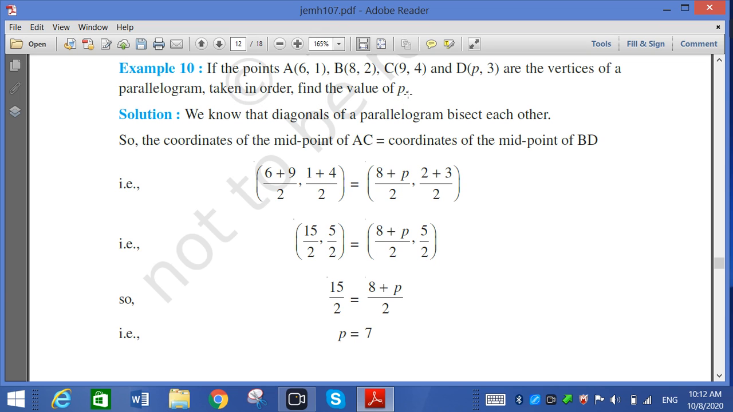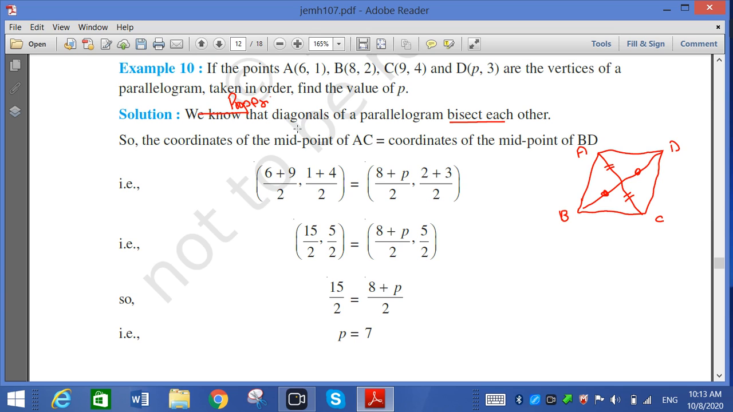First of all we have to know the concept related to the parallelogram. We have to write the property. The property of a parallelogram is that the diagonals of a parallelogram bisect each other. A, B, C and D. Bisect each other means they intersect here. Bisect means two equal parts.